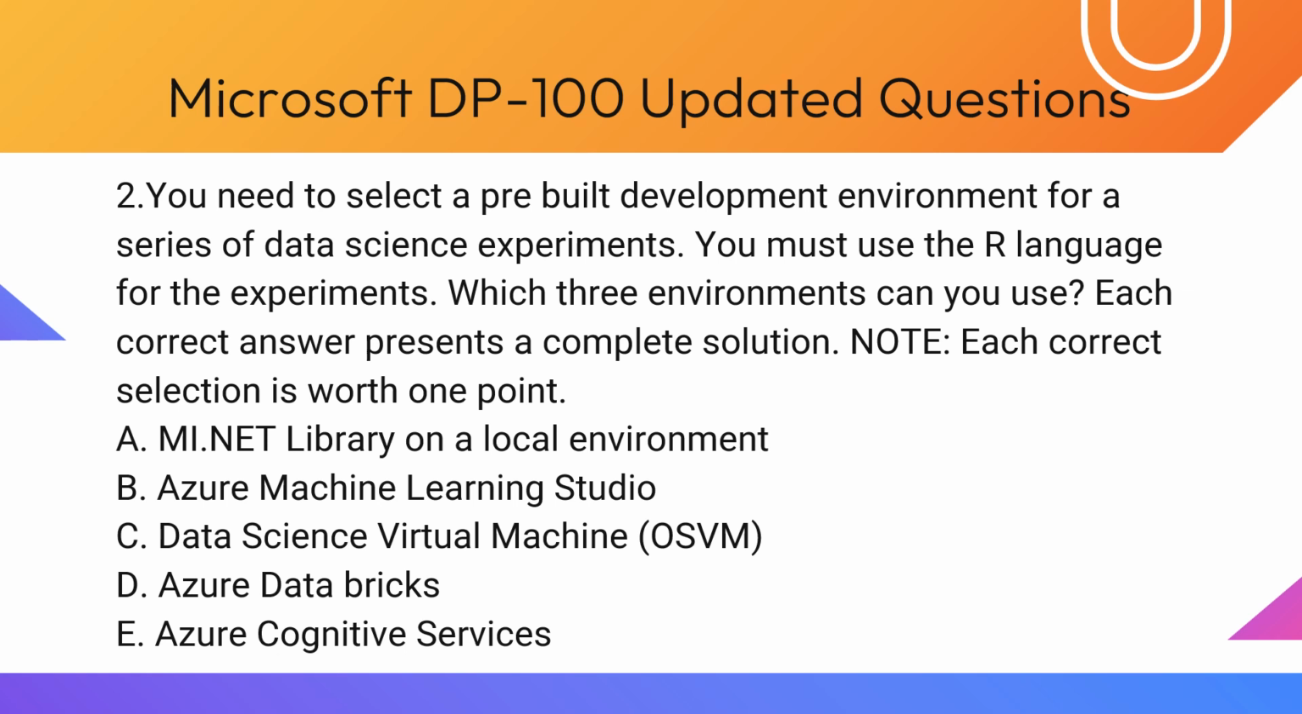2. You need to select a pre-built development environment for a series of data science experiments. You must use the R language for the experiments. Which 3 environments can you use? Each correct answer presents a complete solution. Note: each correct selection is worth 1 point. A. ML.NET library on a local environment, B. Azure Machine Learning Studio, C. Data Science Virtual Machine (DSVM), D. Azure Databricks, E. Azure Cognitive Services.